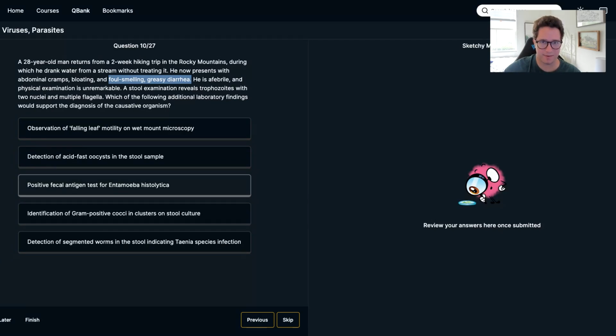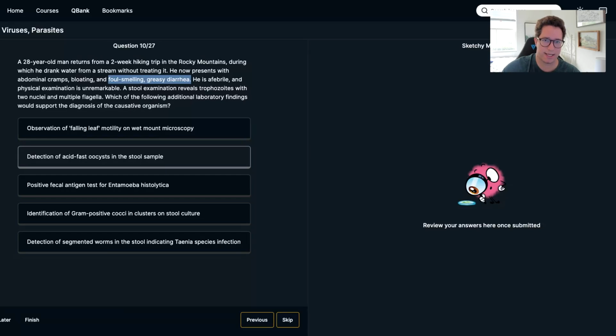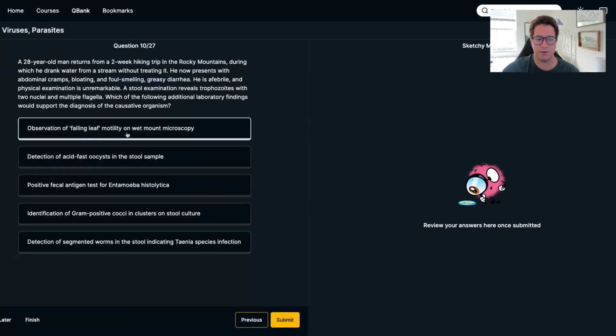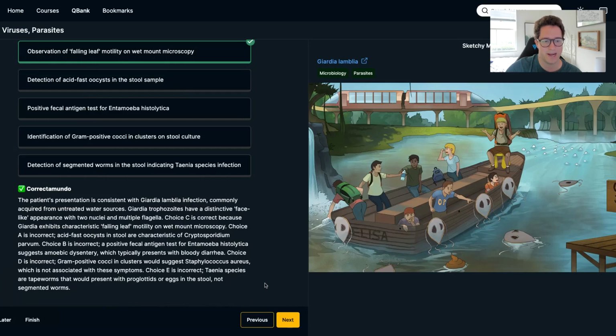I kind of ranked them this way too, of what do I have evidence for and what do I not. Positive fecal antigen test: again, this would be way more bloody diarrhea. Giardia is not acid-fast, so that's not in here. So even though I don't entirely remember where I saw the words falling leaf motility, I know it's not any of the other 4. And that is something I'm confident about. And it paid off. Giardia has a distinctive face-like appearance with 2 nuclei and multiple flagella. It is correct because it exhibits falling leaf motility on wet mount microscopy.